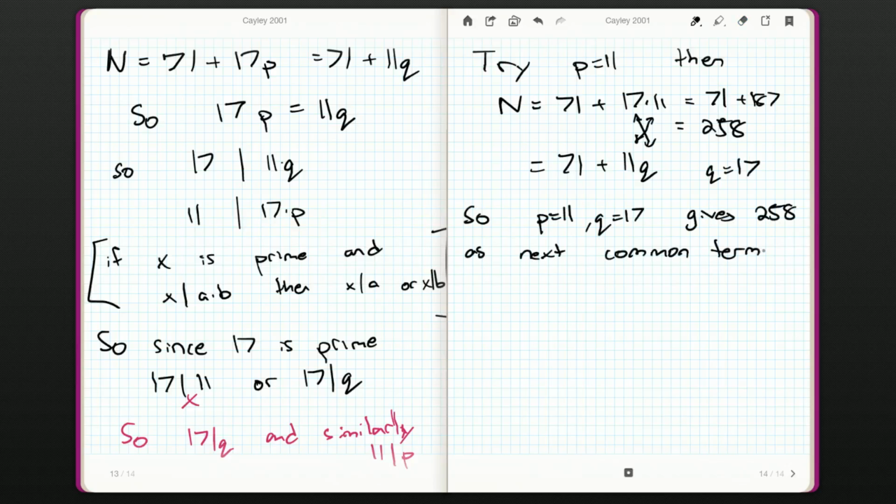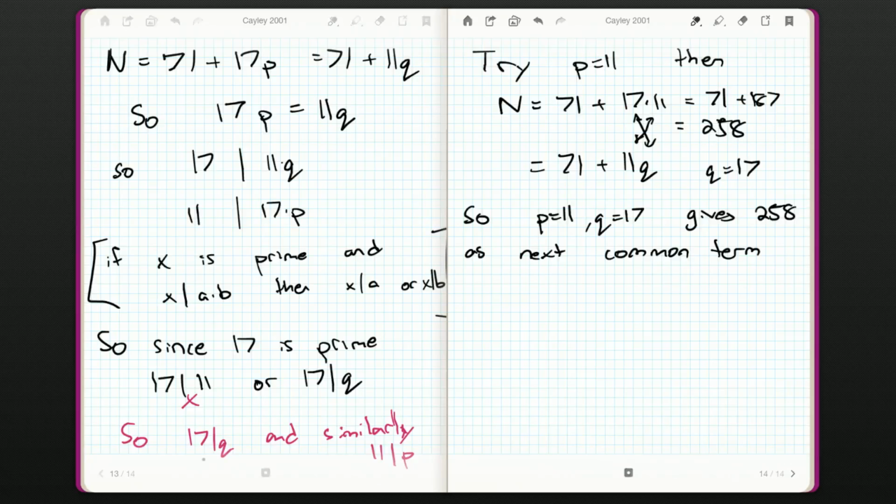So how do we know there can't be another one smaller? Well, if n is a common term, we've shown that p has to be a multiple of 11. p can't be 0, otherwise we just get 71 back. So the next smallest multiple of 11 we try is 11, and it turns out that gives us 258. So that should be our smallest number.